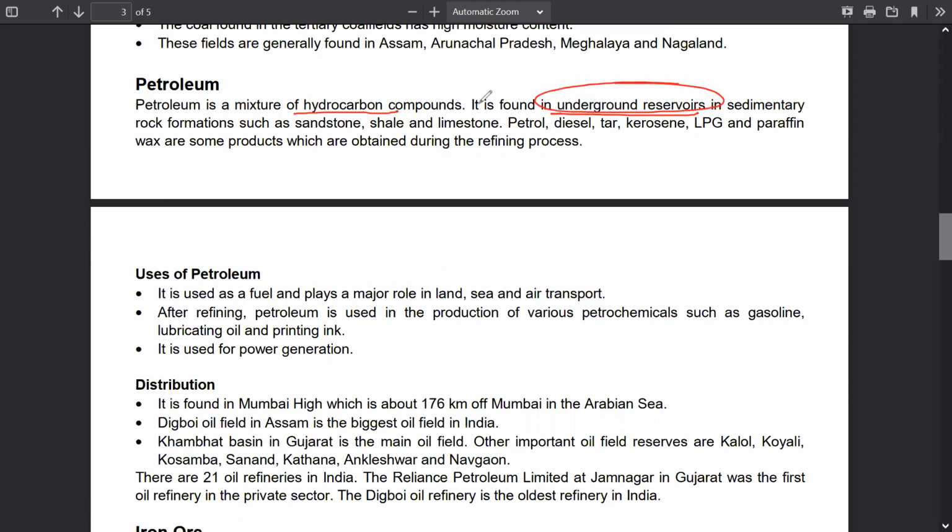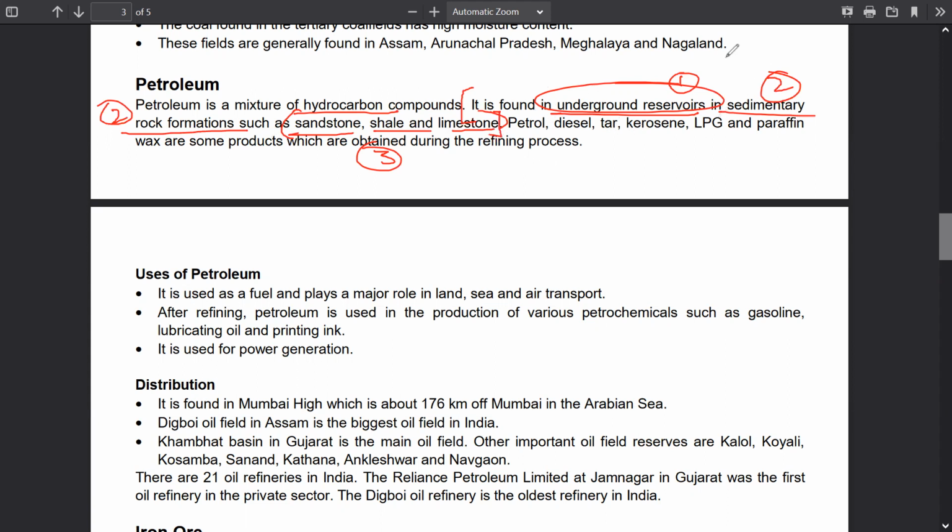This is very important. I'll just list this in points. It is found in underground reservoirs in sedimentary rock. This is also important: underground reservoirs and sedimentary rocks, rock formations such as sandstone, shale, and limestone. This will be point number 3. So let's write the examples of sedimentary rock formations. You may write sedimentary rock formations and underground reservoirs. So this will be your definition for the distribution of petroleum and how it is formed.